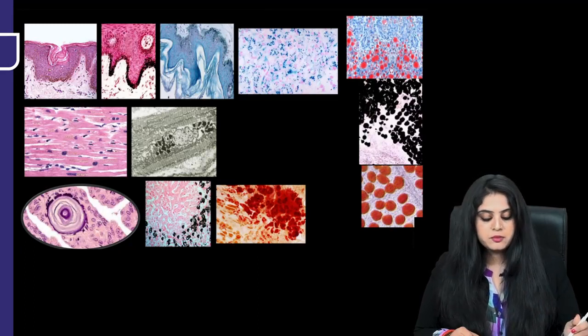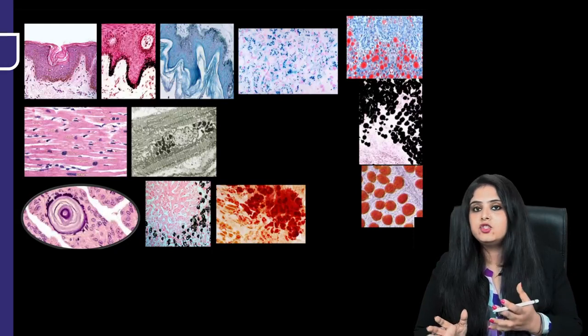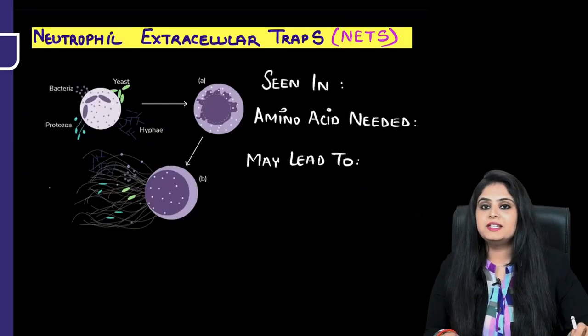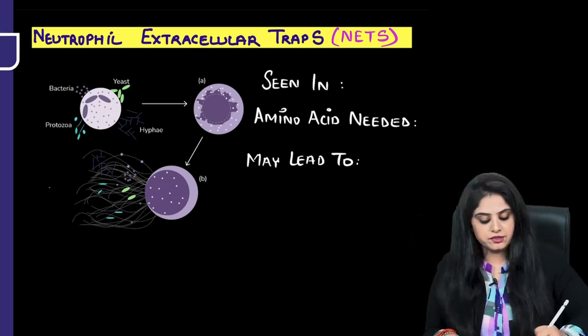Let's move on to the next part, and let's now study something which is known as a part of the next chapter. Cell injury chapter done. Let's begin with the images of the next chapter, and that is inflammation. The first one that you see in front of you is NETs, that is neutrophil extracellular traps.